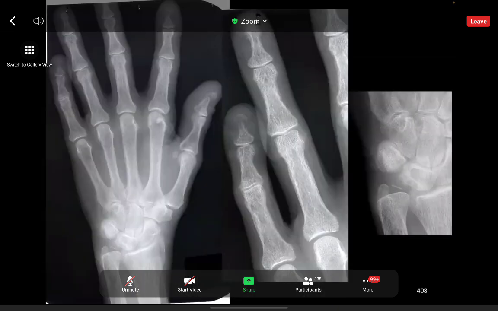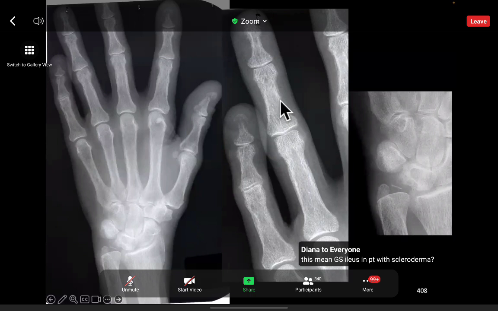This patient has got acroosteolysis, intracortical tunneling or subperiosteal resorption on the radial aspect of the phalanges. They've also got TFC calcification, chondrocalcinosis. They may have a brown tumor here.